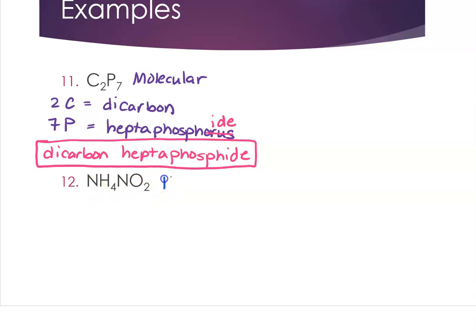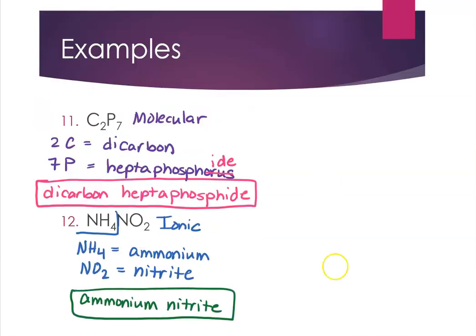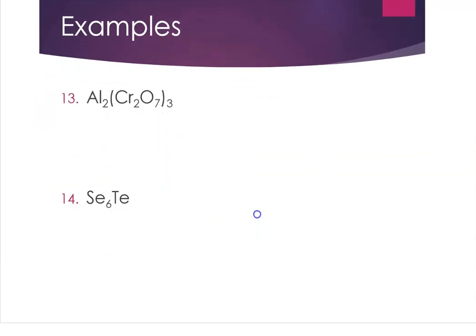Next here we have NH4NO2, so we ask our questions, does it start with NH4? It does, so that means it's ionic. So NH4 is all together, and that is the ammonium ion. And if you forget that, it's on the formula sheet. The second part of this is all together as well, NO2, and that is nitrite. So this is going to be ammonium nitrite. All right, let's do some more here.